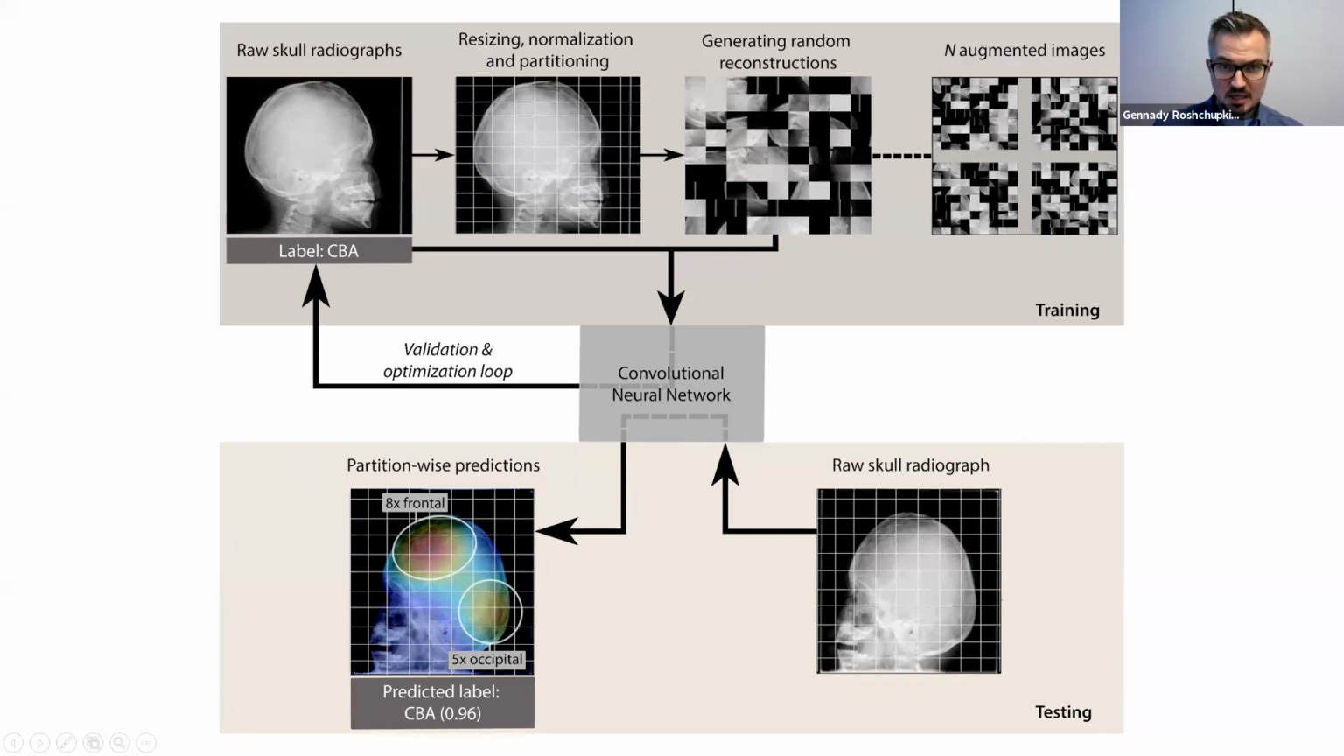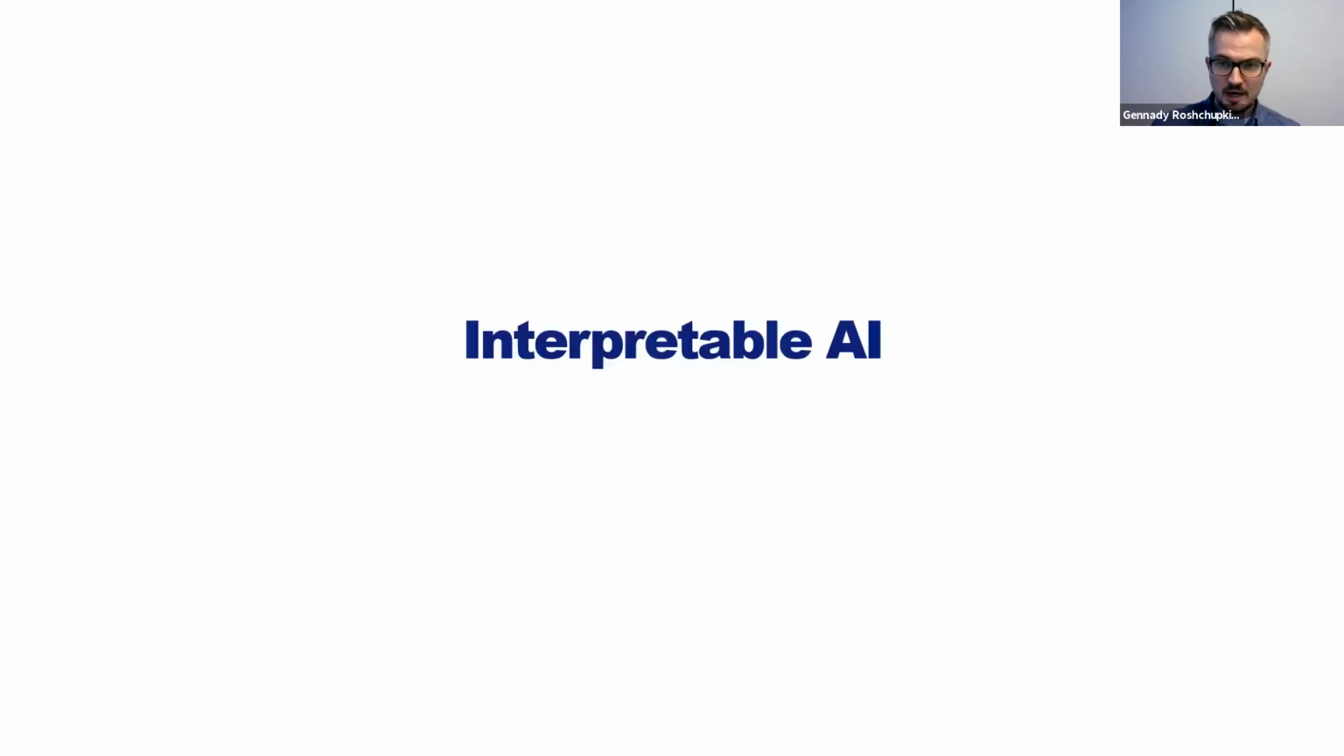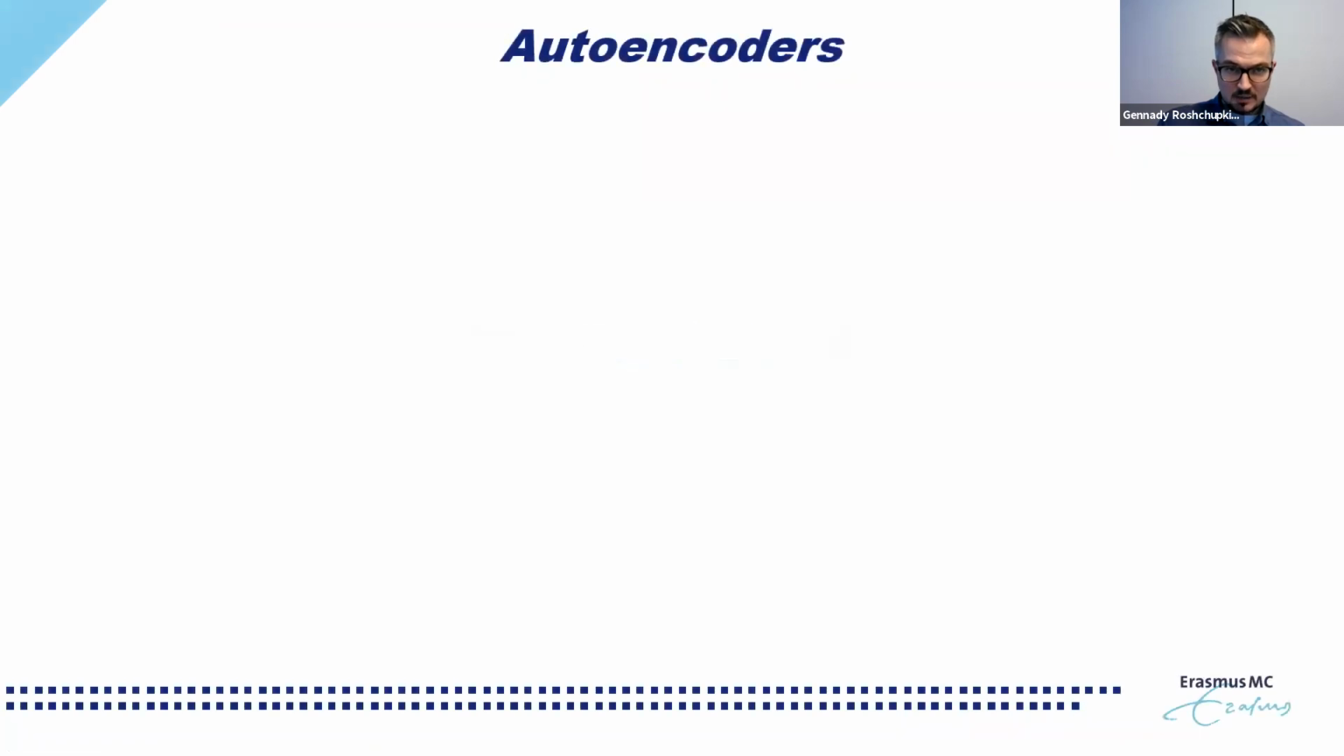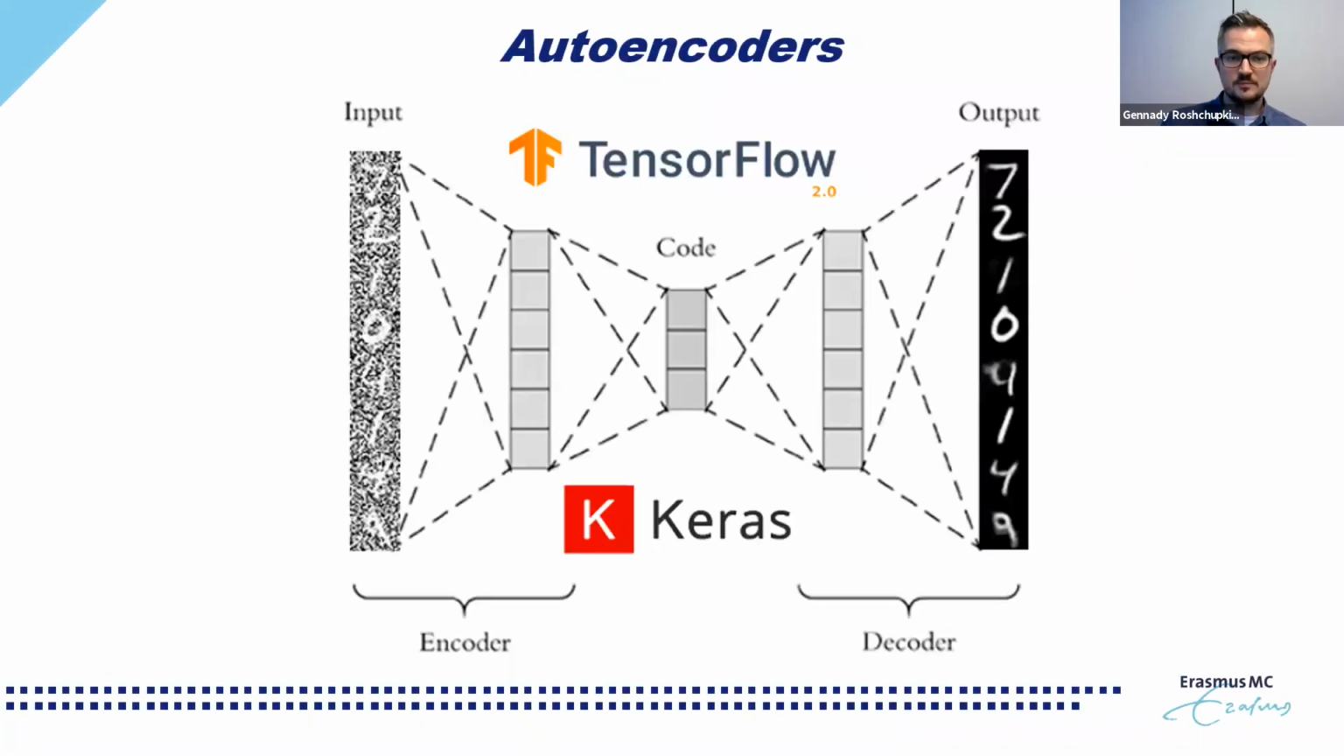But that's just some examples of reverse engineering, or knowing how the deep learning works, to make this interpretable. But there are actually types of neural network architectures which can be used directly for interpretation. And one such architecture is autoencoders. So that's again this image as an example.